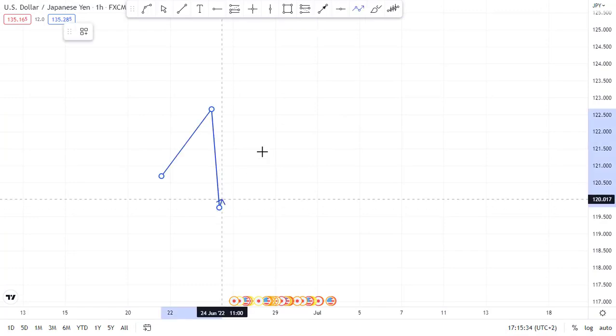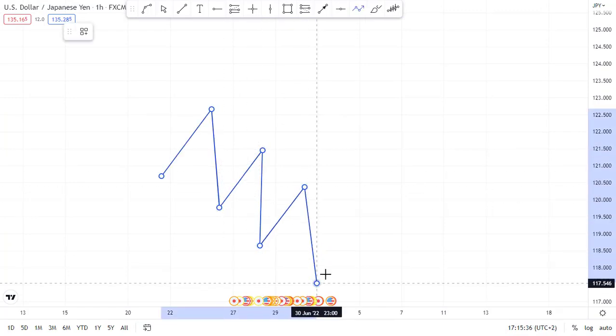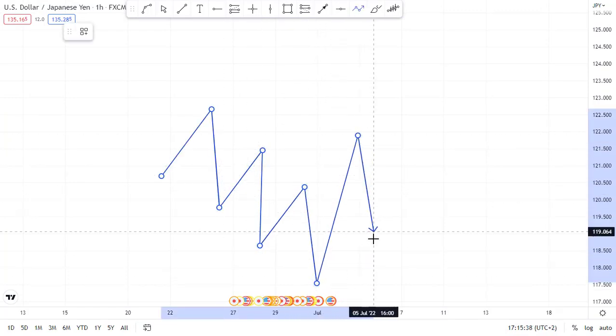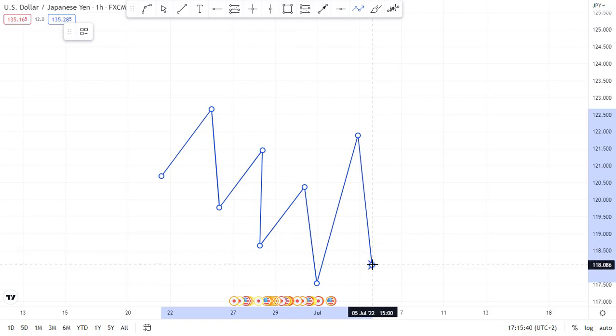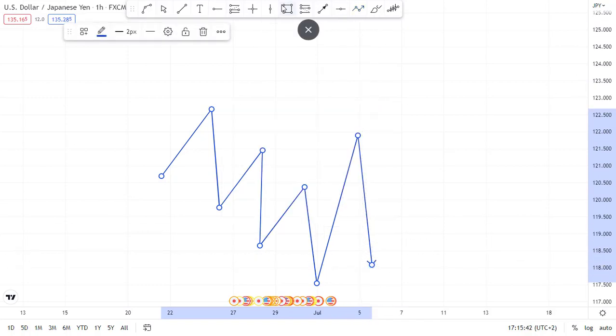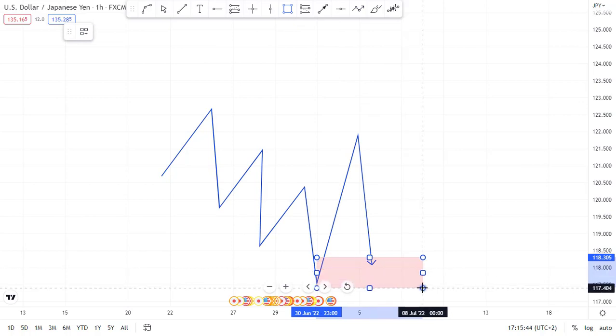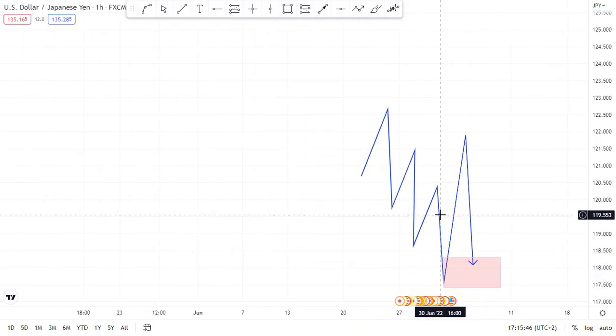Let's break a high, then come back to retest an order block like this. So this is our pattern that we are looking for. But this is what I'm calling the risky route.